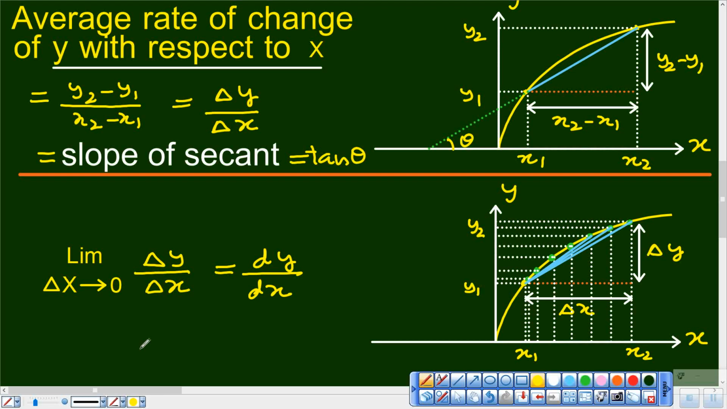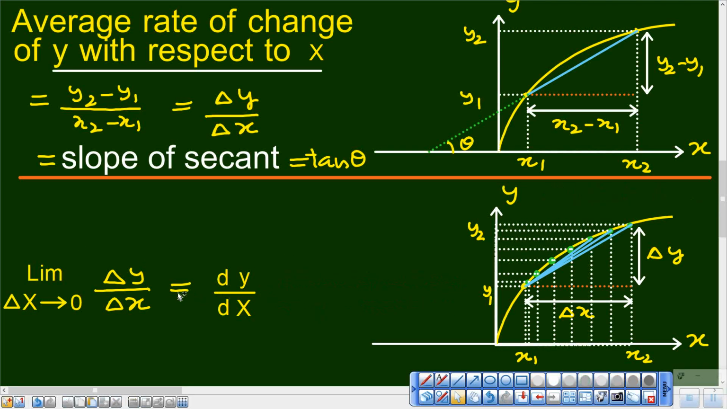Dy by dx. Why? Because delta is supposed to be change in the variable, and d is supposed to be very small change in the variable. D means infinitesimal change. Infinitesimal is the opposite of infinity. Infinity is very large; the infinitesimal is very small. Delta means change in the value. Delta is finite change. So d is very small change, that is infinitesimal change.